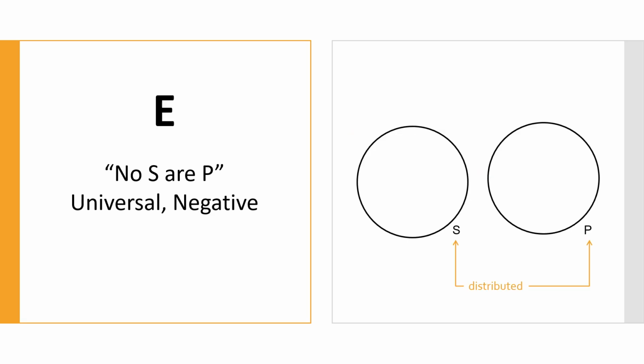In a universal negative claim, our no claims, notice both terms will end up being distributed. And the reason for this is very simple. When I say no dogs are cats, that tells me about every conceivable dog in its relationship to cats, and it also tells me something about every conceivable cat. I know that every dog in existence cannot be a cat, and I know that every cat in existence cannot be a dog for this claim to be true. So when you see an E claim, the subject and the predicate term are both distributed.